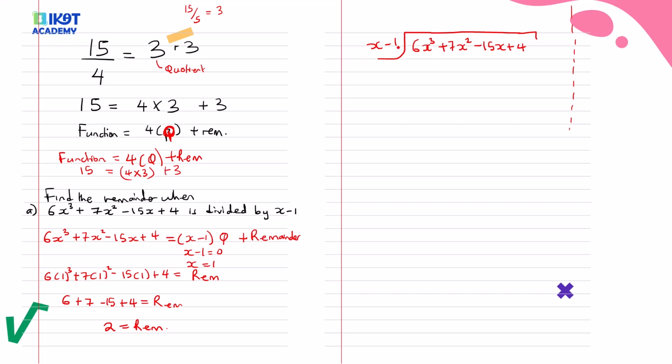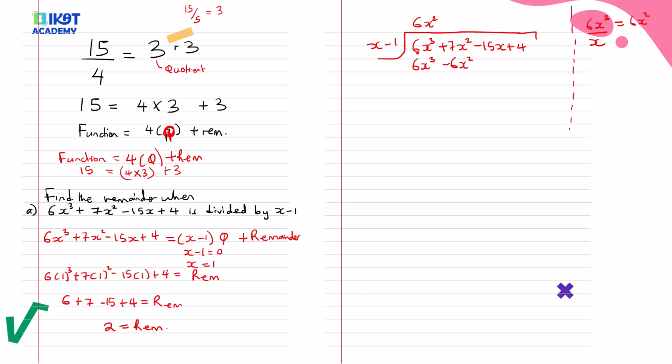In this case, we want to eliminate 6x cubed. This first term is what we use to eliminate the term we want to eliminate. We divide it by x. What do you get? 6x squared. So I say 6x squared. Then I multiply it: 6x squared times x gives 6x cubed, then times minus 1 gives minus 6x squared.